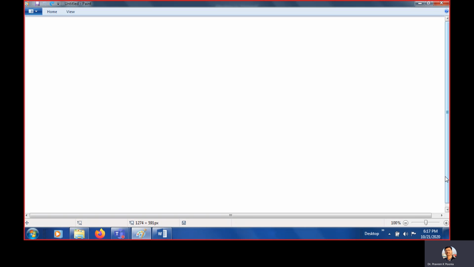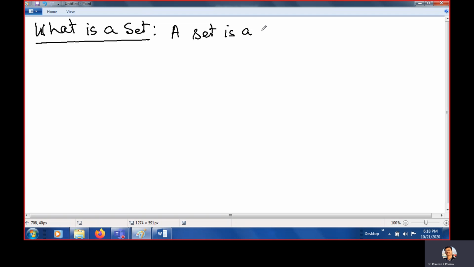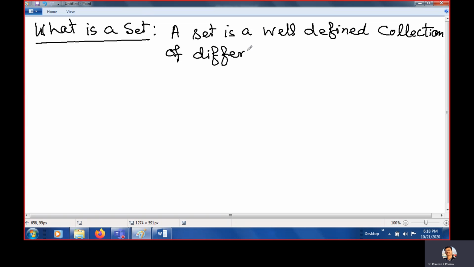Before we learn what is a function, we need to understand what is a set. We learn this in basic mathematics, but we need to learn it all again here. A set is a well-defined collection of different elements, or sometimes we call them objects.